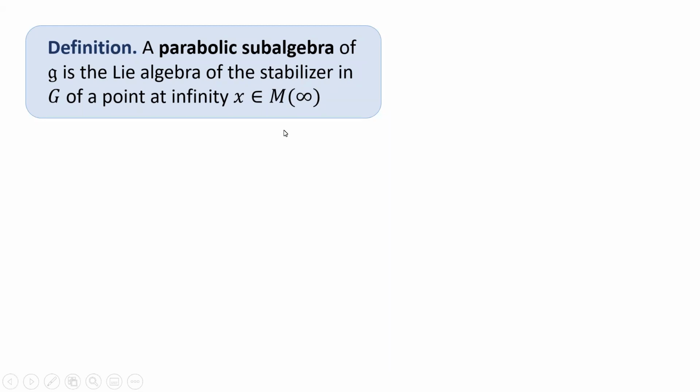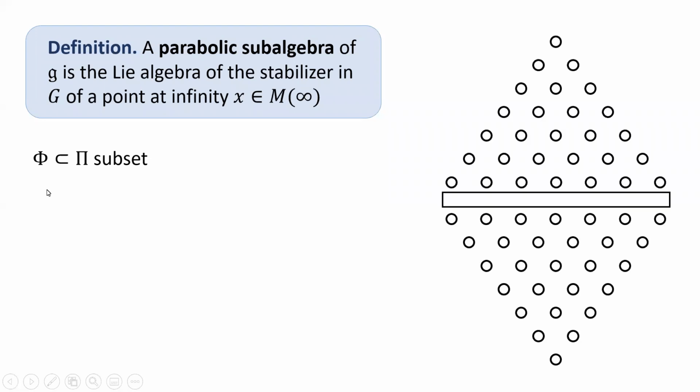I'm interested in the algebraic description of these subalgebras. So this will need a lot of notation. Let us try to explain this. The construction of a parabolic subalgebra depends on a choice of a subset phi of simple roots. Recall, pi was the set of simple roots associated to the symmetric space or to G. So we choose phi.